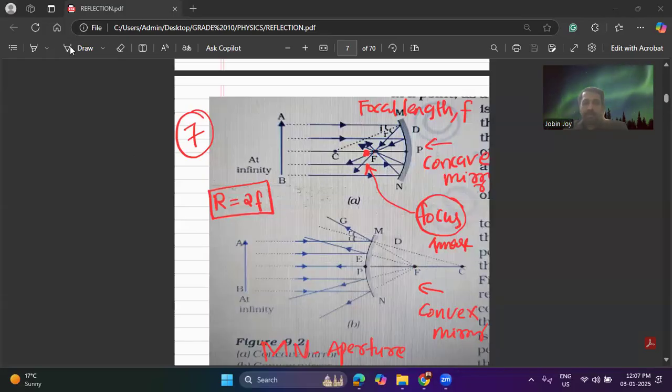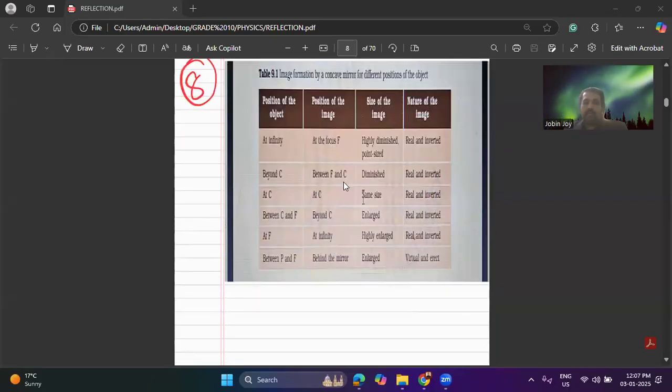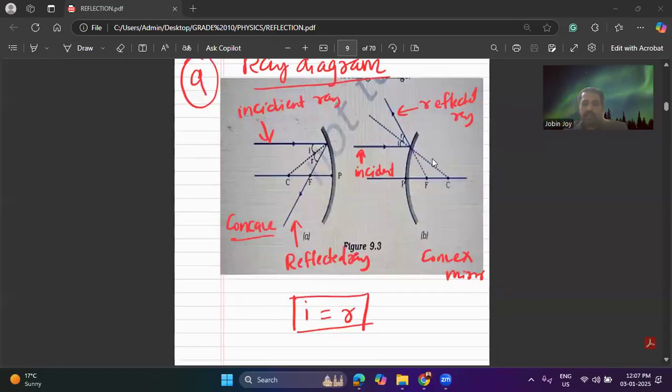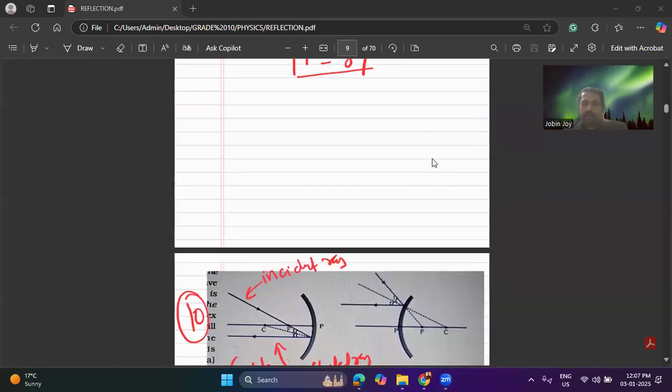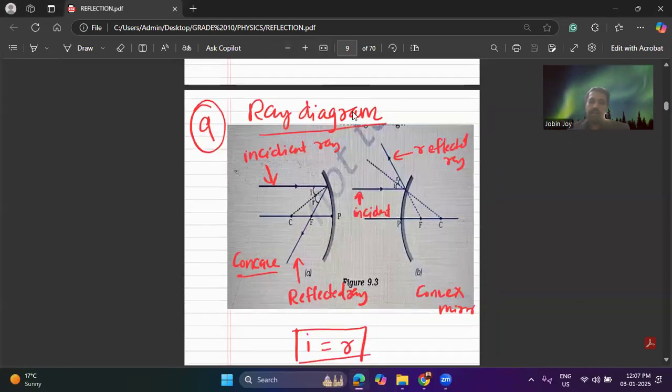Then coming to the next one. We will discuss the position of the object, and based on the position of the object, what about the position of the image, what about the size of the image, and what about the nature of the image. We will discuss one by one, based on the ray diagram. So consider this ray diagram.